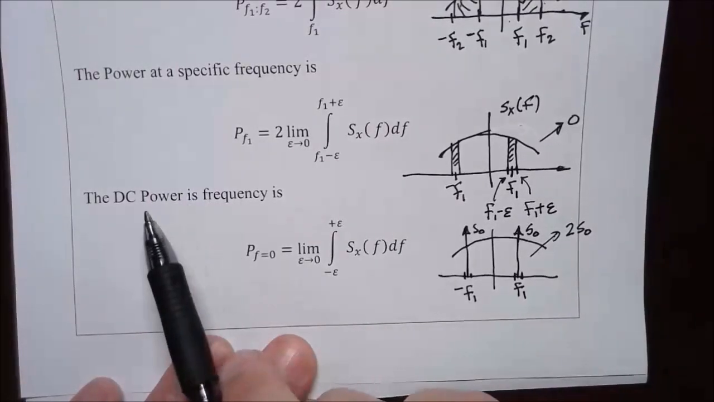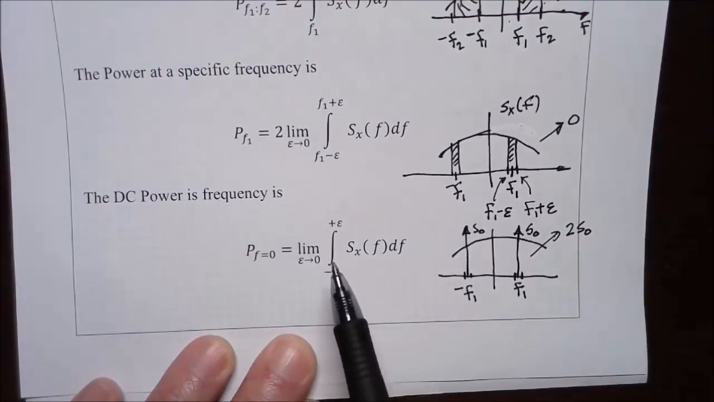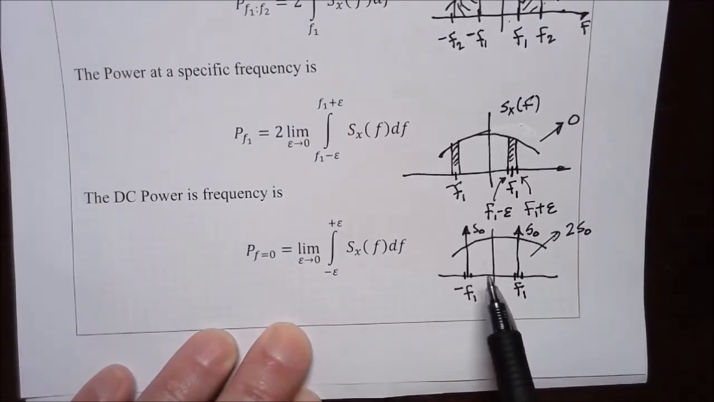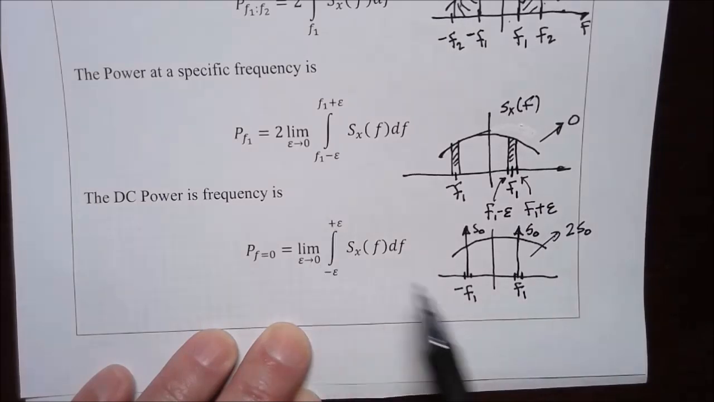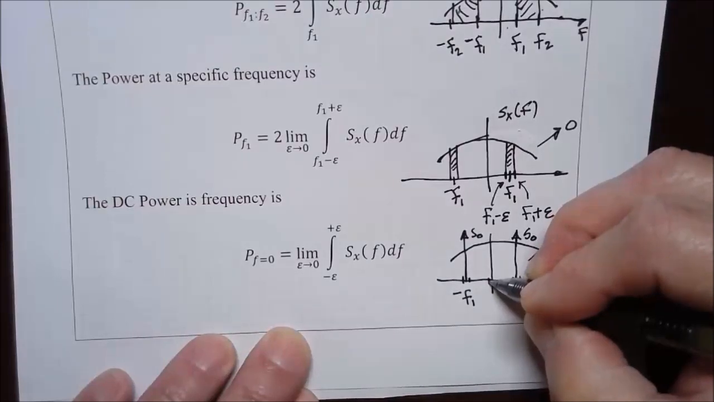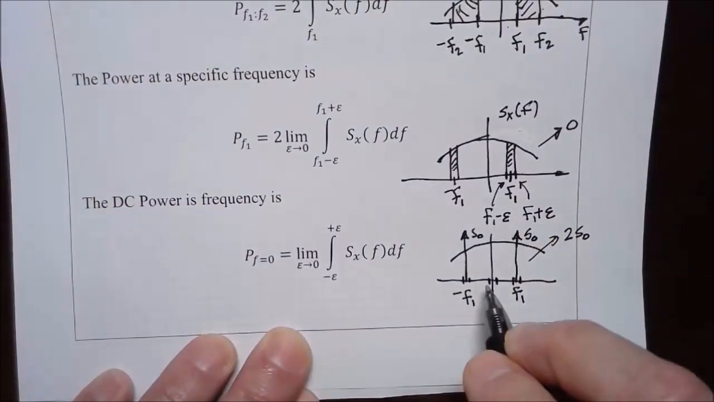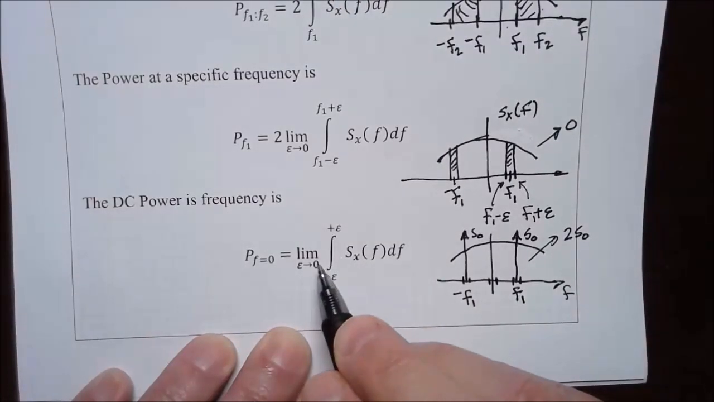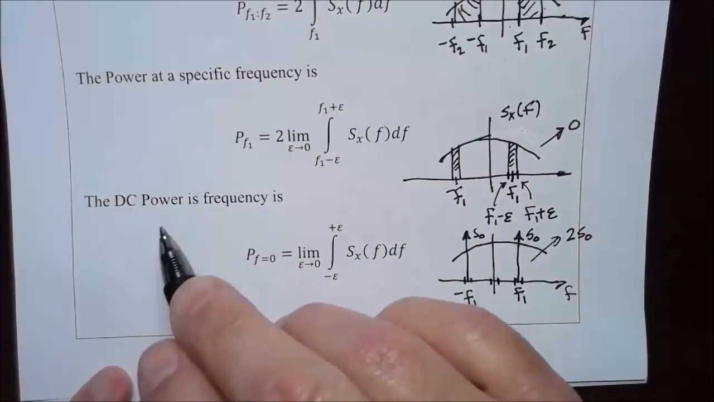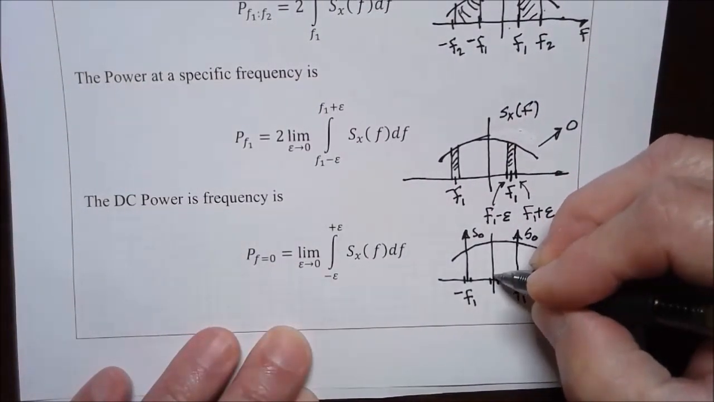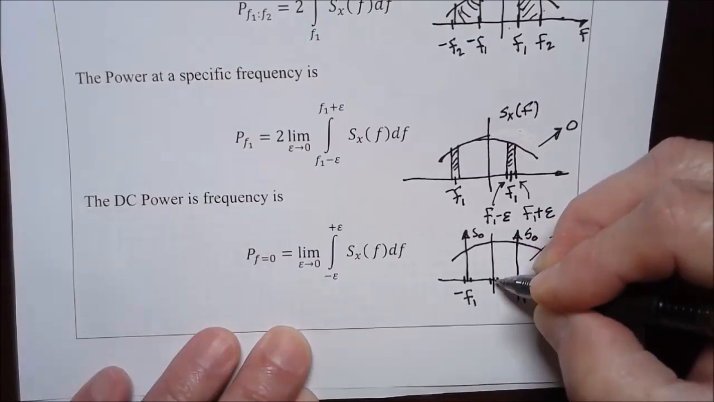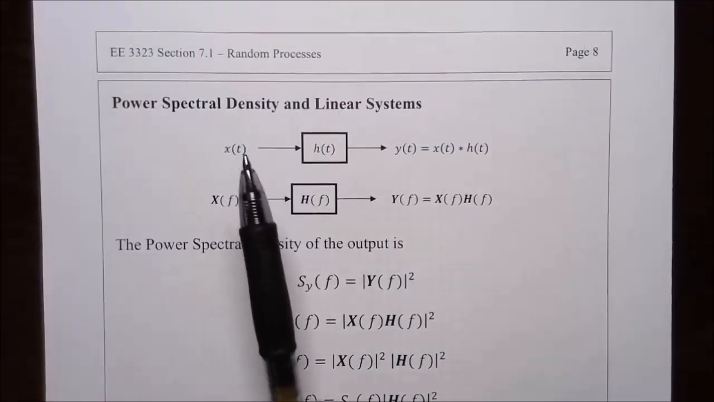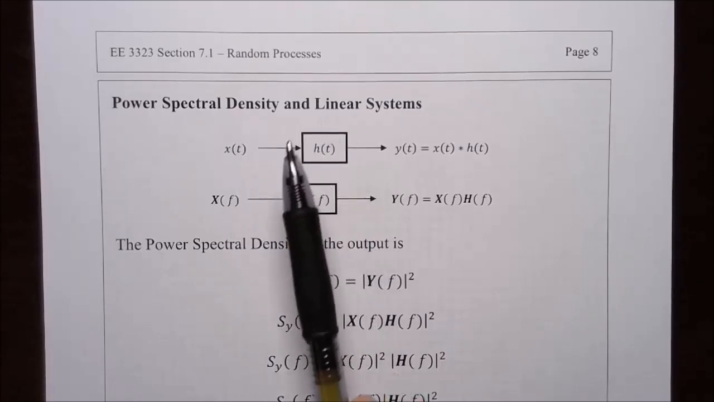So the DC power in a random signal is found by looking at the frequency range from minus epsilon to plus epsilon, that would be from just to the left of f equals 0 to just to the right of f equals 0, and then let epsilon go to 0. So the only way you will have DC power in a signal is if there is a delta function exactly at f equals 0. Now let's consider what happens when a random signal is passed through a linear system.